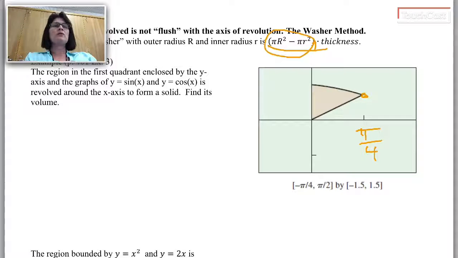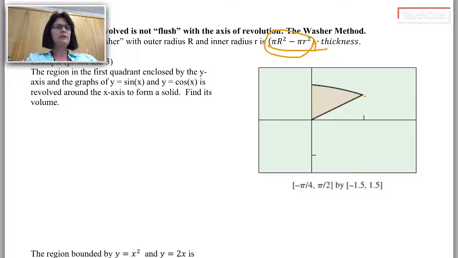So we are going to find the region between sine of x and cosine of x. This purports to be a picture of that region. And we're going to revolve it around the x-axis to form a solid. We're going to write an expression for the volume. And I hope you can, well, let's draw it in.